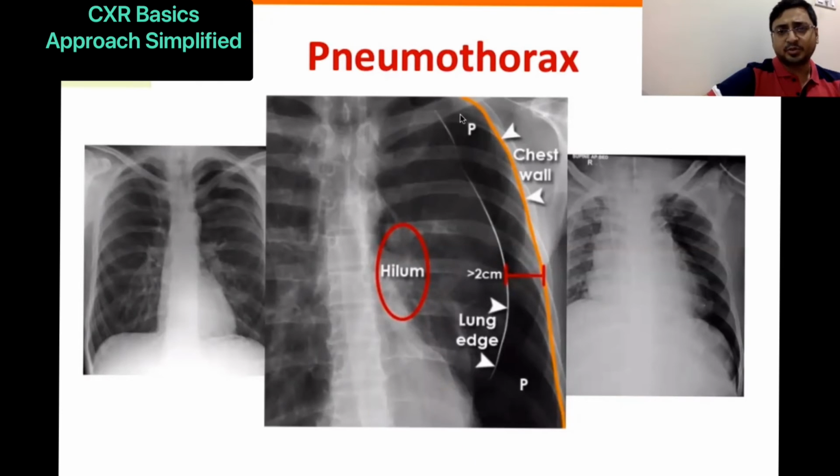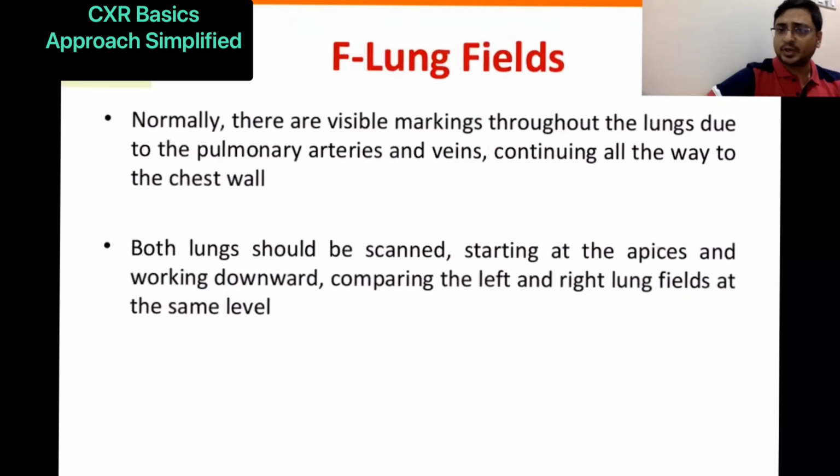In cases of pneumothorax, like here, you can see the blackish shadow, which looks like overexposure, but in the same field you can see the lung markings that differentiate that this space is totally air and this space is totally lung markings. So you can call this a pneumothorax, where the air is inside the pleural cavity. So coming to F, the lung fields, this is the most important.